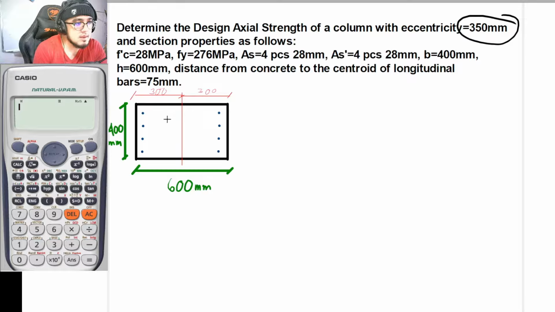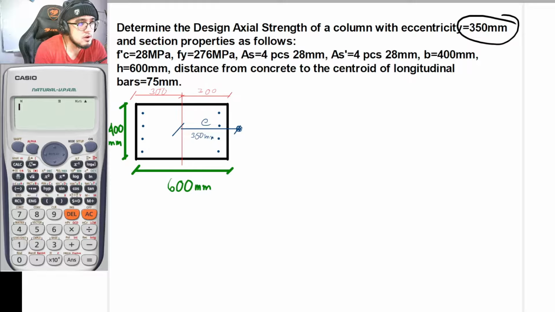So what does that mean? If this is 300 mm and 350 mm is located here, I would just be drawing it with our blue ink. So let's say that this is our 350 mm. This is our eccentricity. So eccentricity, 350 mm.